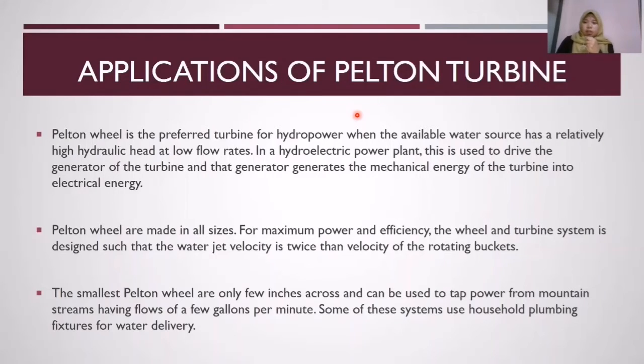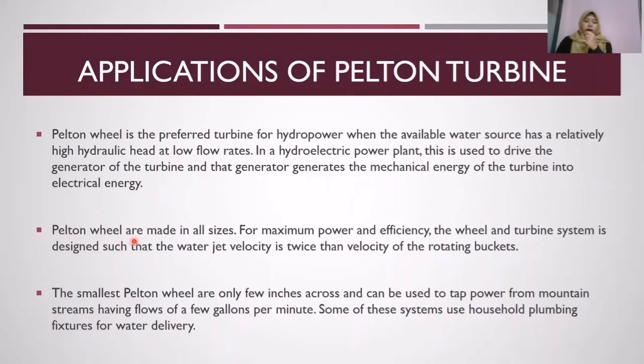Okay, next is the application of the Pelton turbine. The Pelton wheel is the preferred turbine for hydropower when the available water source has a relatively high hydraulic head at low flow rate. In a hydroelectric power plant, this is used to drive the generator of the turbine, and that generator converts the mechanical energy of the turbine into electrical energy.